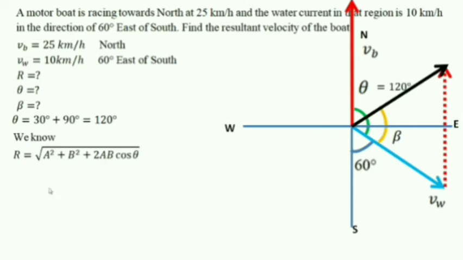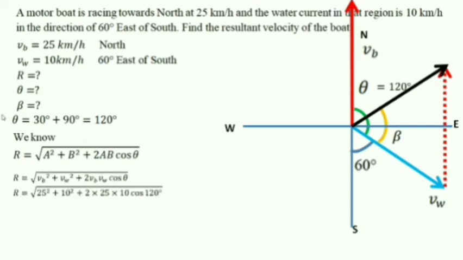Here A can be written as V_B and B is V_W. So I'll put the values, and cos 120 degrees is minus half. If you put cos 120 equal to minus half and solve this, you will get R equal to root over 475 kilometer per hour. So that is the resultant velocity.